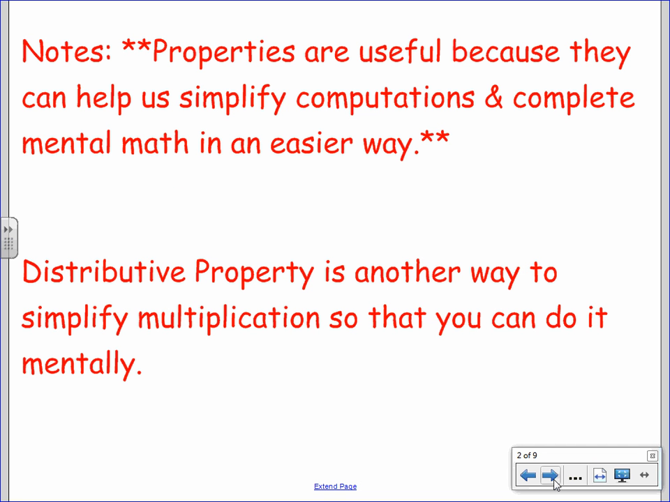Okay, these are the notes I want you to write down. Properties are useful because they can help us simplify computations and complete mental math in an easier way. So we've spent time working with commutative property, associative property, identity property, and the zero property. And the identity and zero properties are specific to multiplication, but knowledge of all these properties can hopefully help you when you're doing mental math. So distributive property is another way to simplify multiplication so that you can do it mentally. Okay? Make sure you have all of these notes.